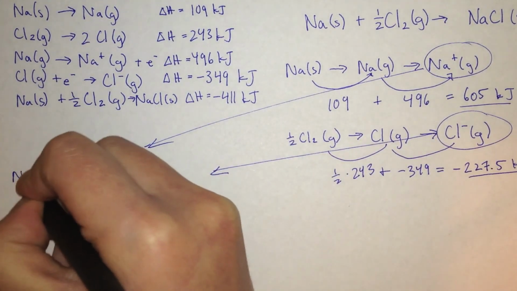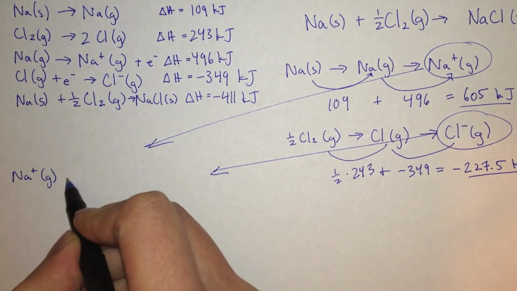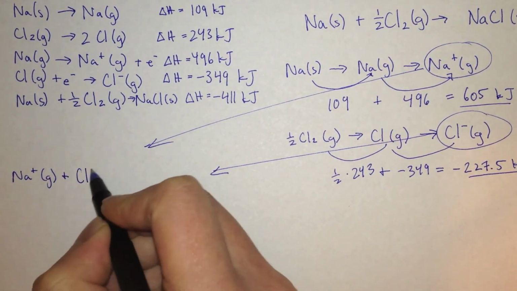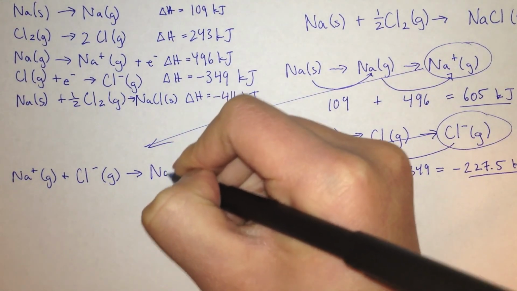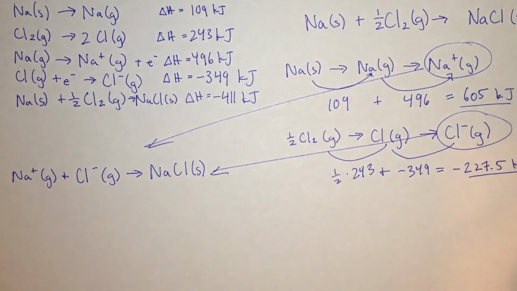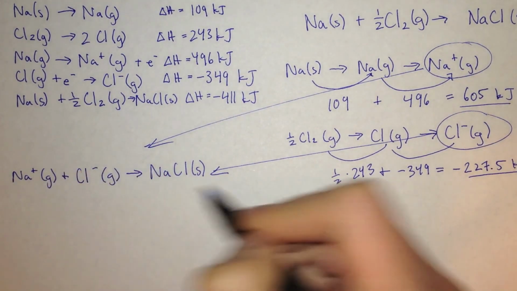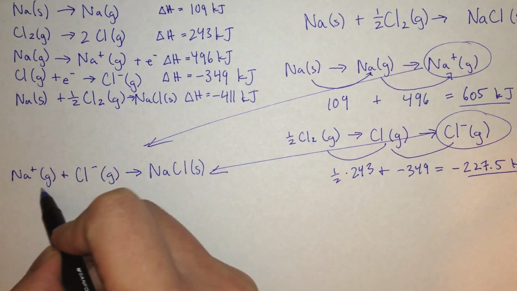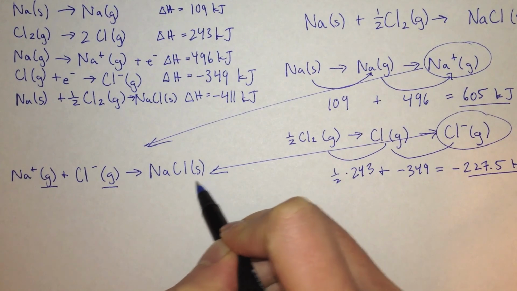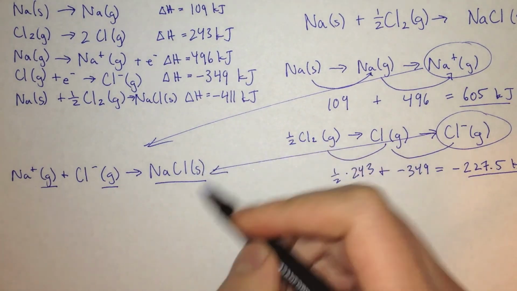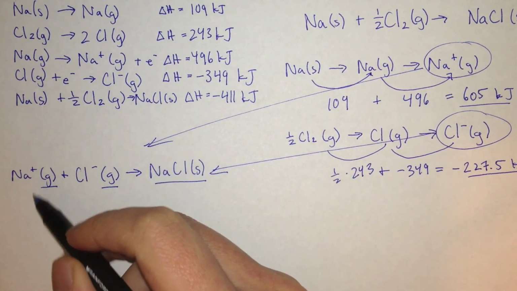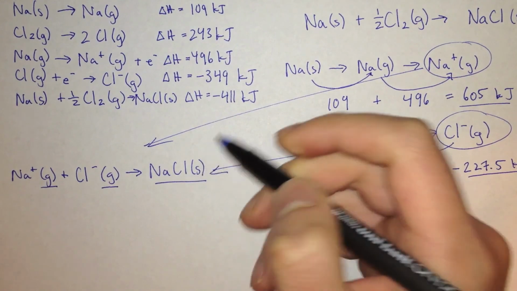So then we're going to take our ions here, and we're going to say our sodium ion, which is a gas, plus our chlorine ion, which is also a gas, is going to create sodium chloride, or table salt, which is a solid. So since we have the heat of formation for both Na plus and Cl minus, we can use this equation. Now you'll notice that we have 2 gases, and we're trying to create a solid that has a crystal structure. So the energy of this equation is the lattice energy for sodium chloride.